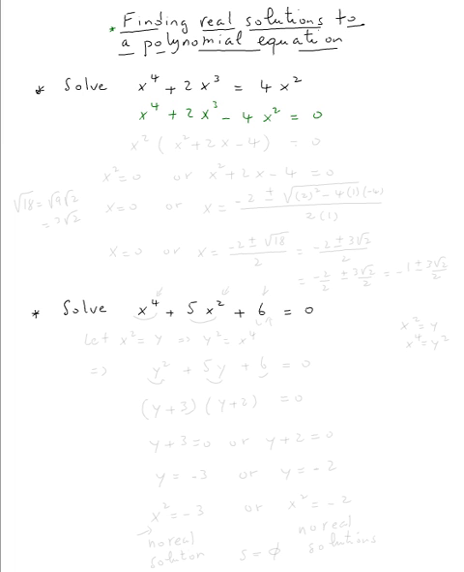Now if you notice, there's an x squared in every term, so we can factor out x squared. If you factor x squared, this is going to be x squared times (x squared plus 2x minus 4) is equal to 0. Now this tells us that the first factor is 0 or the second factor is 0. Now x squared is 0 means x is 0. And now for the second equation, we can use the quadratic formula.